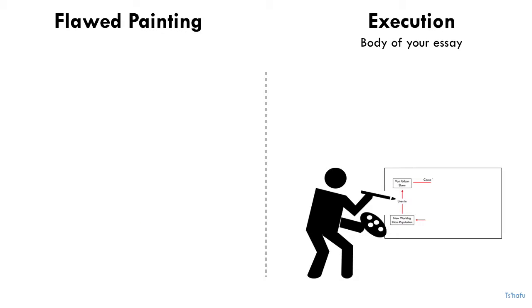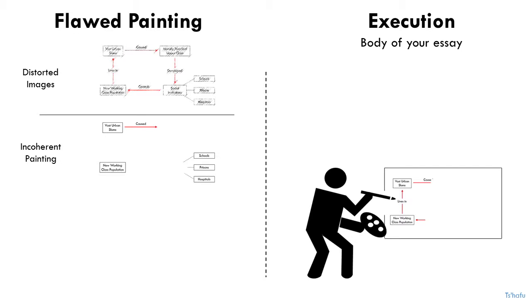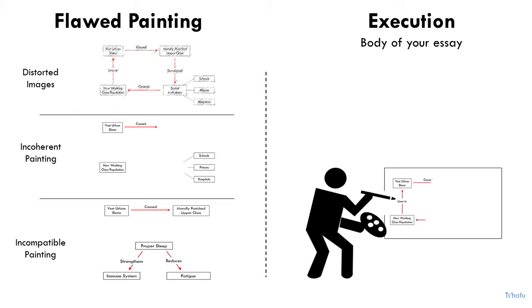So here we have it then. There's three problems with the flawed painting. The first being the distorted image, the second, the incoherent painting, and the third, the incompatible painting. Now the thing is, so far I've treated them sort of as ideal types, right? But of course, in reality, what happens is you can have a combination of these three.